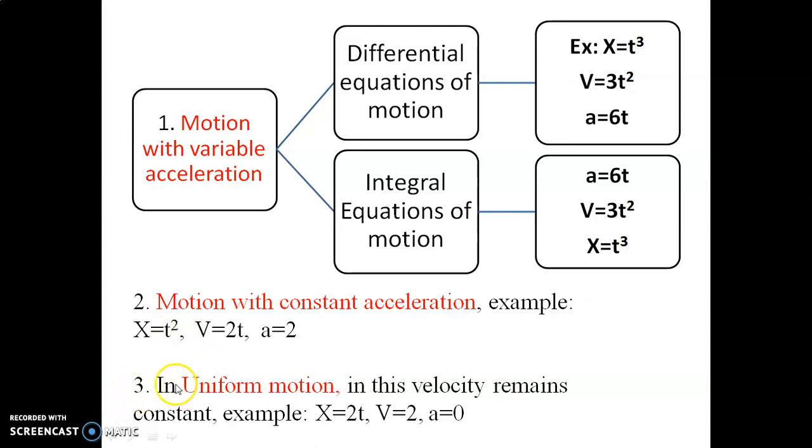Now third is uniform motion. In uniform motion, velocity remains constant. It means motion is taking place, but velocity is not changing with respect to time. But displacement, at different times, you are getting different values. To understand what uniform motion is, let us go through one example.